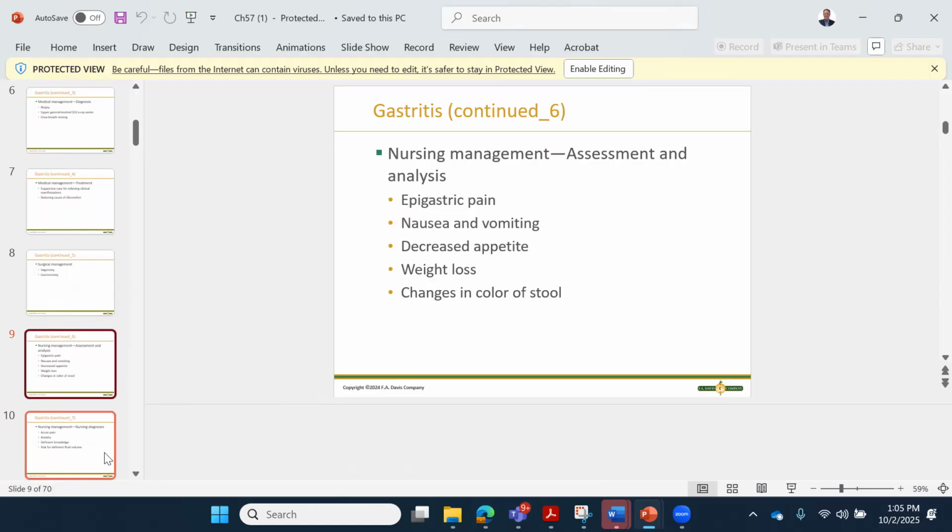But your esophagus runs down centrally, and then it kind of branches off to the left a little bit to your stomach. You want to assess for nausea and vomiting, assess for decreased appetite, weight loss, and changes in color of stool, because changes again in the color of stool can be consistent with bleeding, and that could be a cue.